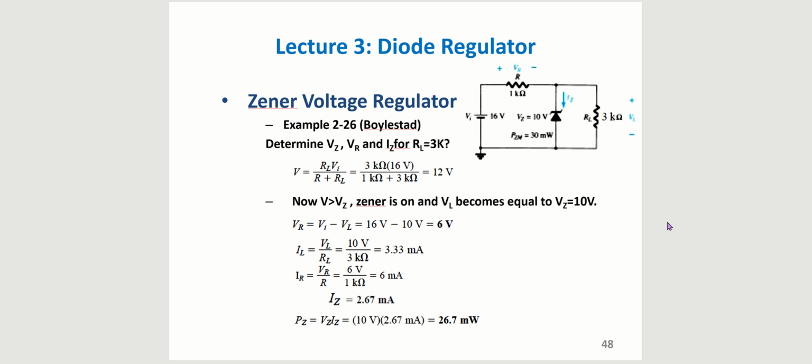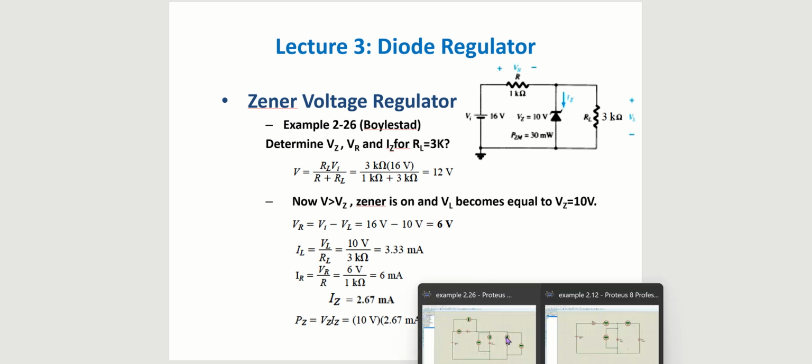And the IR, which is the current across the resistor, would be equal to VR divided by R, which would result in 6 divided by 1 kilo ohms, which is equal to 6 milliamperes, and IZ is equal to 2.67 milliamperes. Also, we have calculated the power. The formula for calculating power is P is equal to VI. In this case, the 10 volt multiplied by 2.67 milliampere is equal to 26.7 milliwatts.